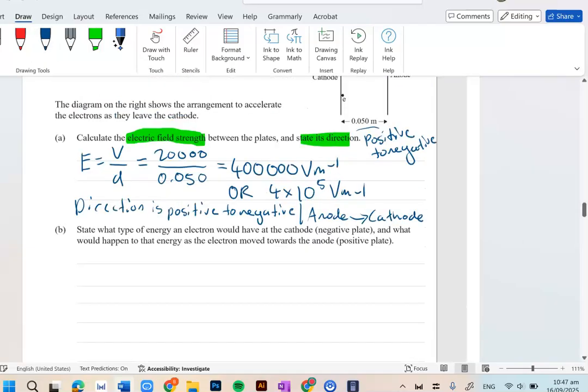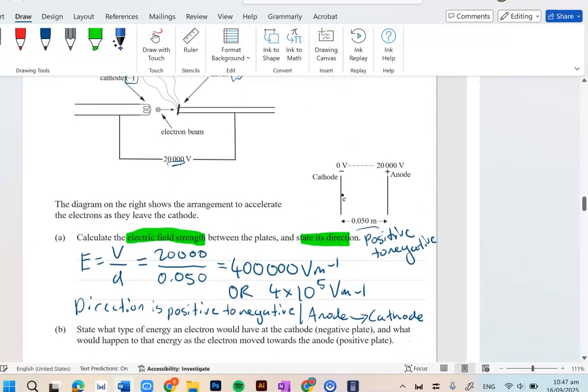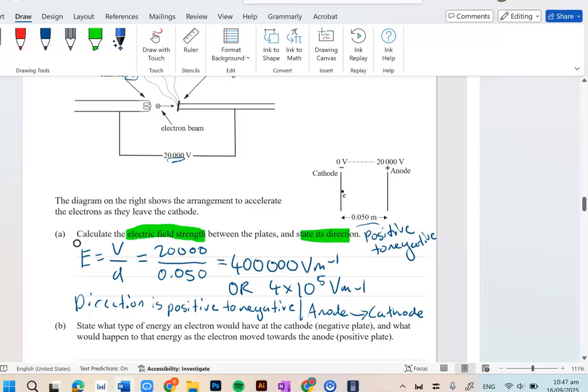Alright, I think that's it. Okay, so this is an achieved question. So to get achieved, you need to have the correct voltage, and you also need to have the correct direction. Okay.